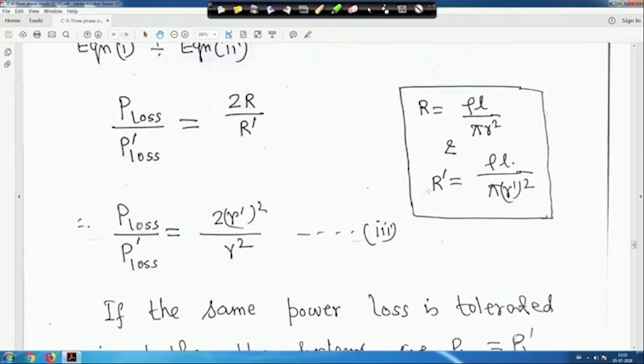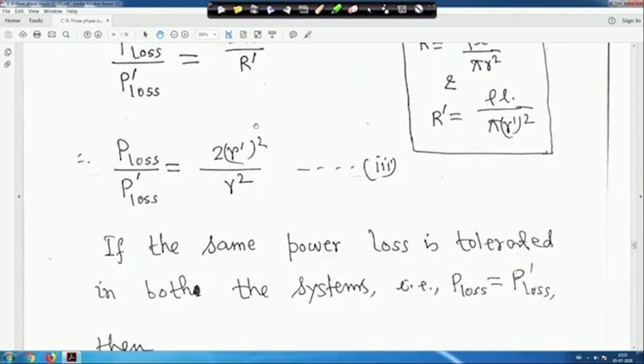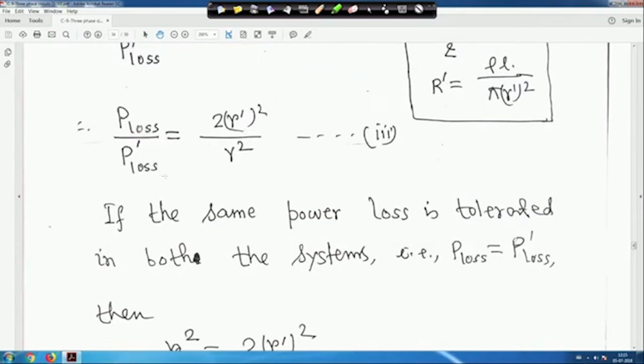Similarly for the 3-phase case, R dash will be rho L upon pi r dash square. They are of the same material and same length, so rho will remain the same, and only the radius will be different: for the single phase it is r, and for the 3-phase it is r dash. So R is equal to this, R dash is equal to this. You substitute R and this R dash here. If you do and simplify, you will get P loss upon P loss dash is equal to 2 into r dash square divided by r square. This is equation 3.